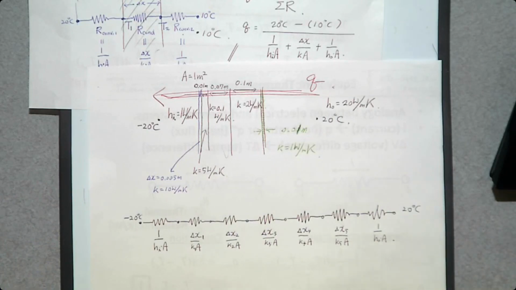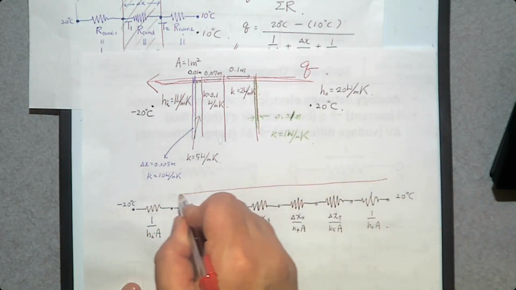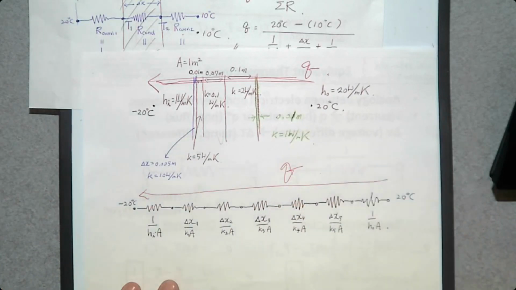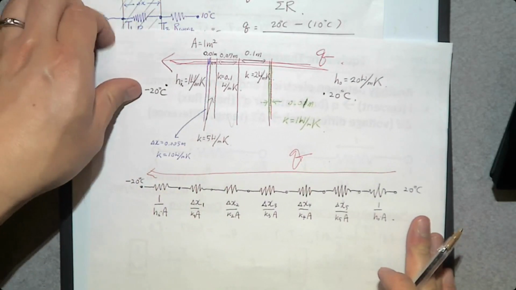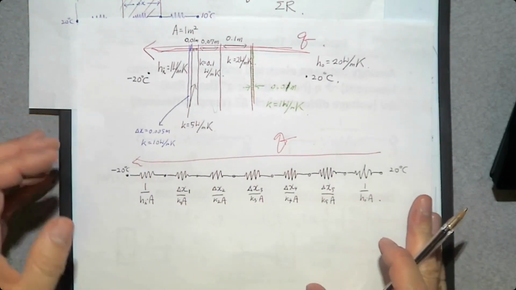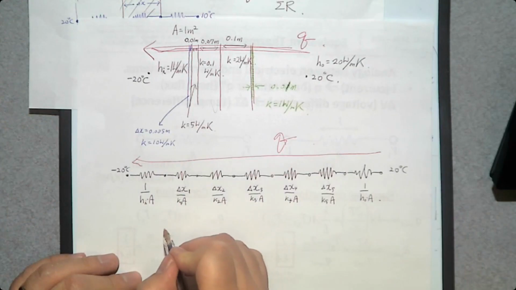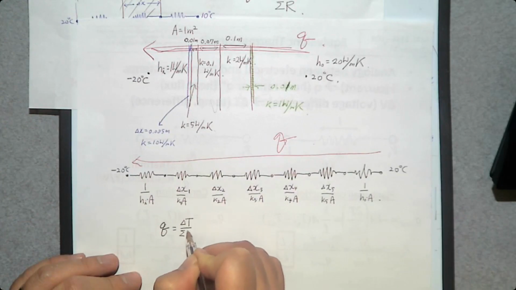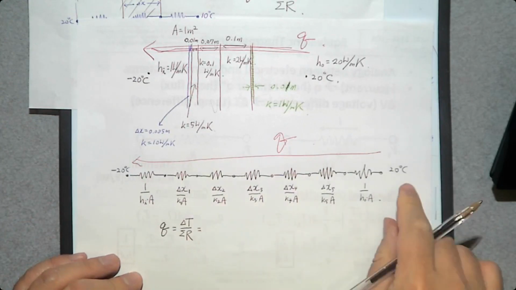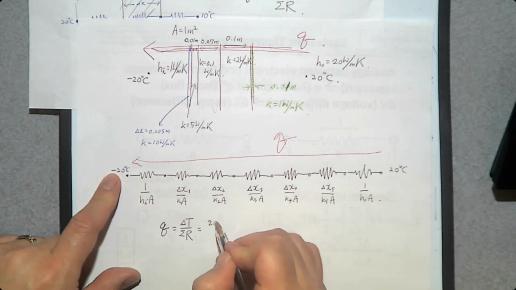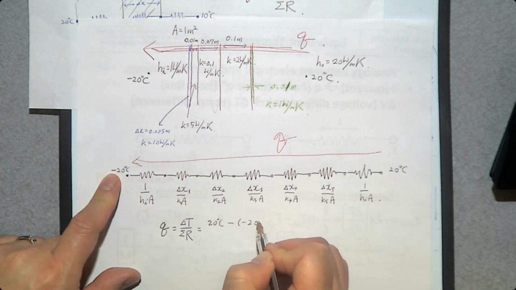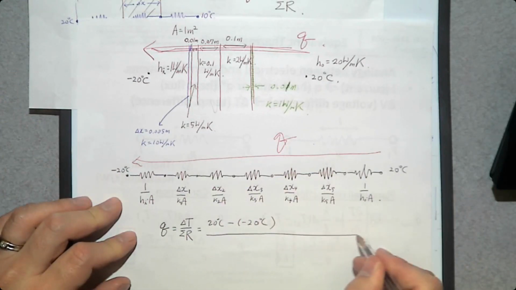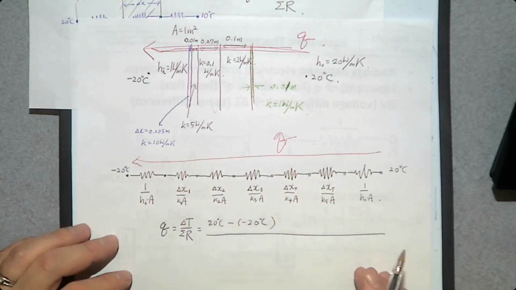Heat transfer direction is this way, Q. And how can you determine this Q? Q is going to be delta T over the sum of resistances. So what is delta T this time? 20 degrees Celsius minus minus 20 degrees Celsius. And how many resistances? 1, 2, 3, 4, 5, 6, 7.